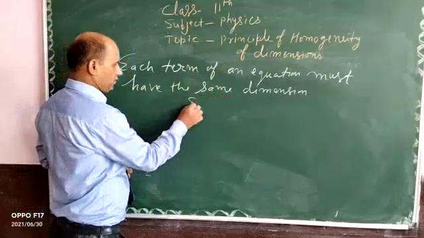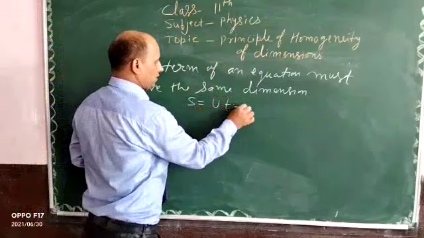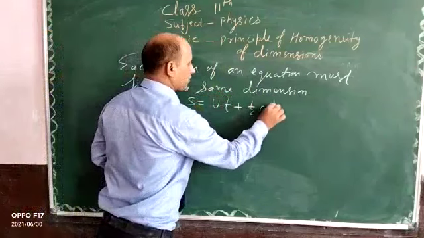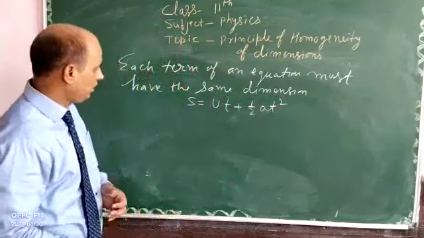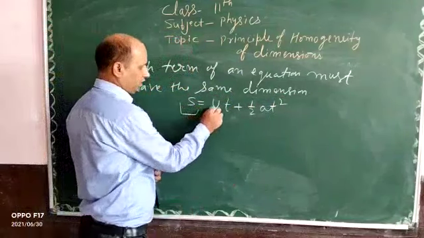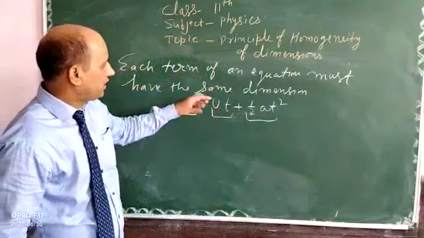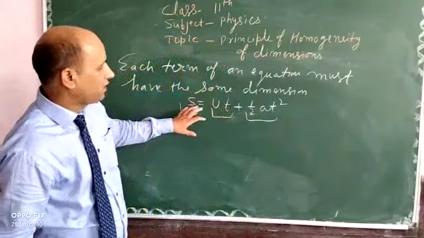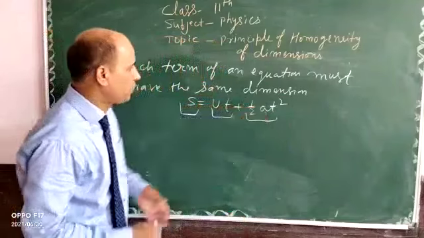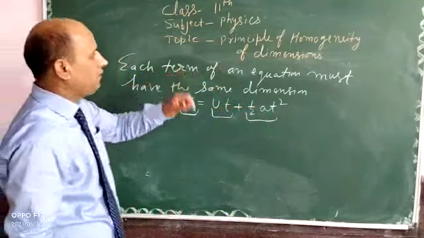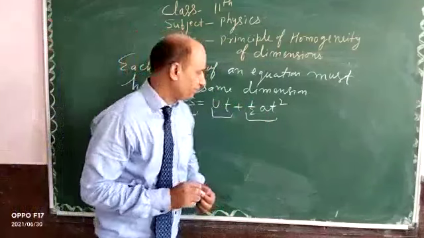Suppose we have the equation s equal to ut plus half at square. In this equation, we have three terms: first, second, third. In each term, the dimension must be the same. Otherwise, this equation is not correct. So, on the basis of this principle, we will solve some problems.